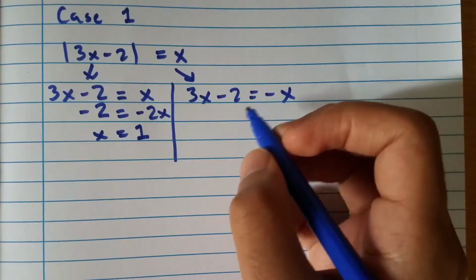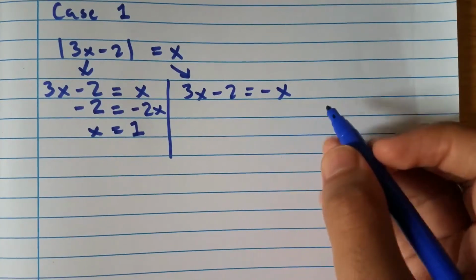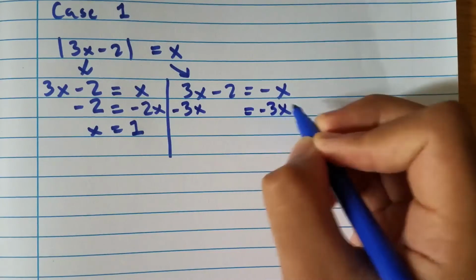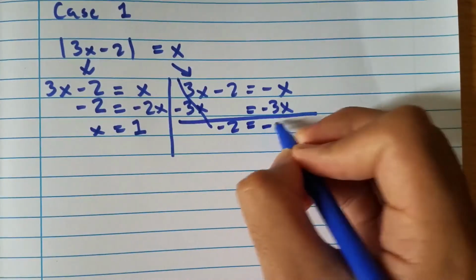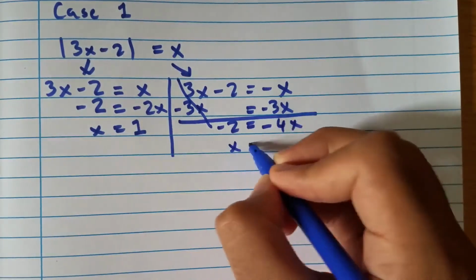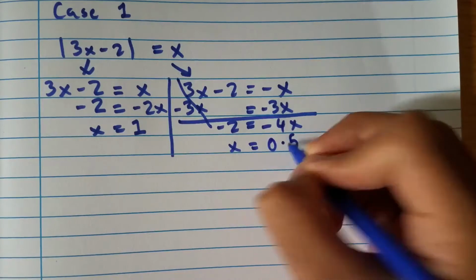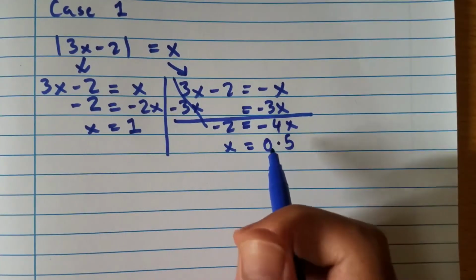So I see that I can subtract 3x again from this side and this side. And if I do that, we cancel this out, we get negative 2 equals negative 4x. And then x is equal to negative 2 over negative 4, which is simply 0.5. So let's check if both of these solutions work or not.